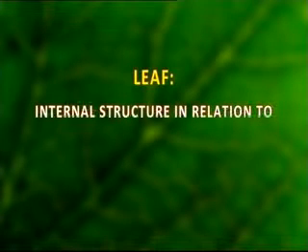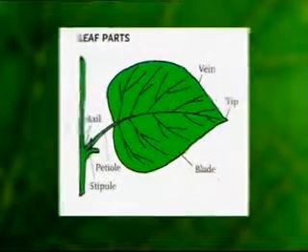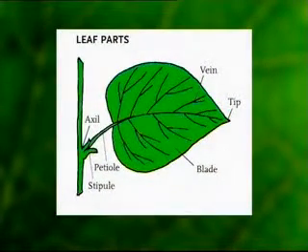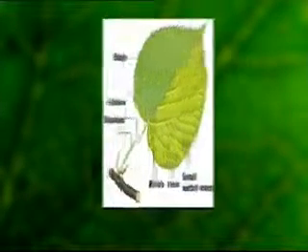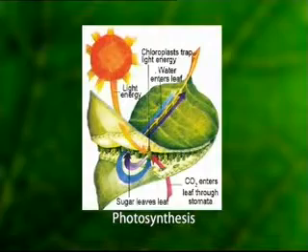Today we are here to discuss the topic leaf internal structure in relation to photosynthesis and water loss. A leaf is an organ of a vascular plant. It is a thin, flattened organ born above ground and specialized for photosynthesis.